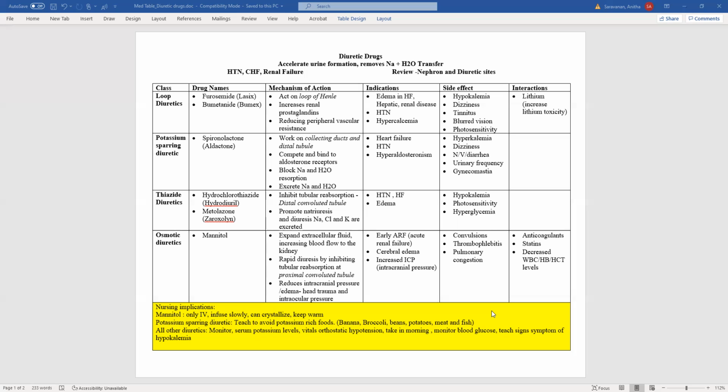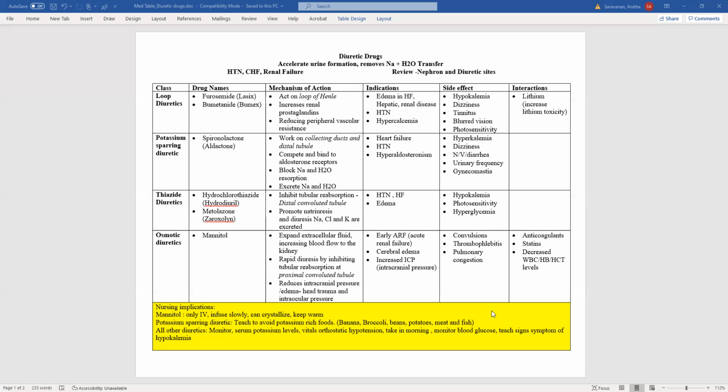One of the major side effects of this drug is hypokalemia. Sometimes patients also complain of tinnitus, that is ringing in the ears, or blurred vision, and sensitivity to light, that's photosensitivity. So some of the things you need to watch for is definitely potassium levels, because abnormal potassium levels can cause cardiac dysrhythmias. Also remember that if patients are on lithium, which is a medication for bipolar disease, that's another thing to keep in mind.